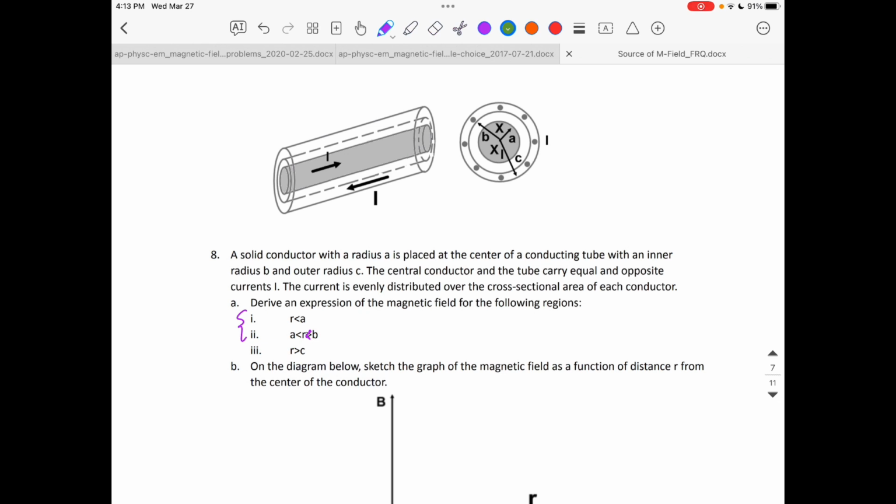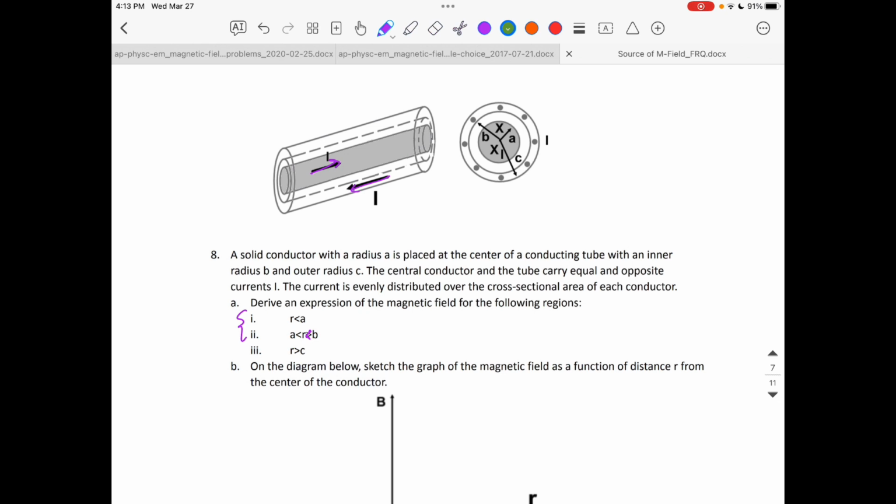So if you can do A1 and 2, then you can also do number 7. Okay, the first thing is we've got this unique type of conductive wire, and there is a wire in the center that has a current going in one direction, and then there's a conducting tube that has a current going in the opposite direction.